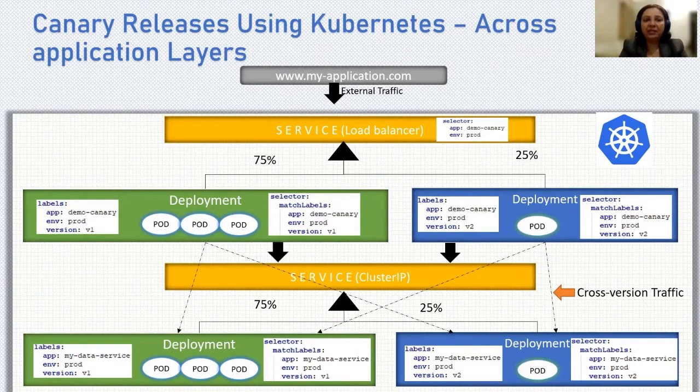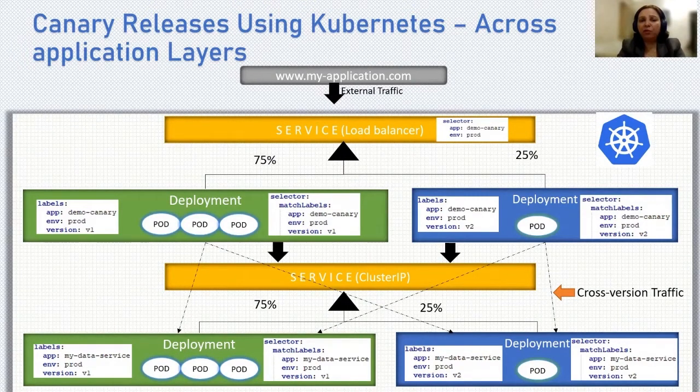Before we do that, let's see another problem that we have if we are trying to canary release the services across multiple application layers. Let's extend the scenario we have so far. Assume I have another microservice called my data service for which I want to do a canary release. Both the services, demo canary and my data service, are bound such that I want traffic to flow through either version 1 of both these services or version v2 of both these services.